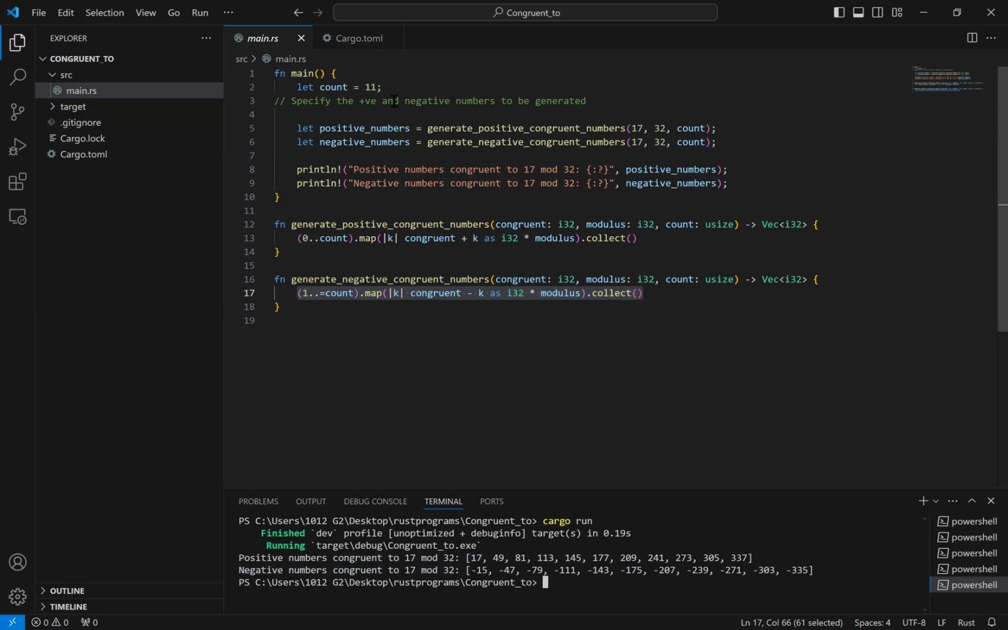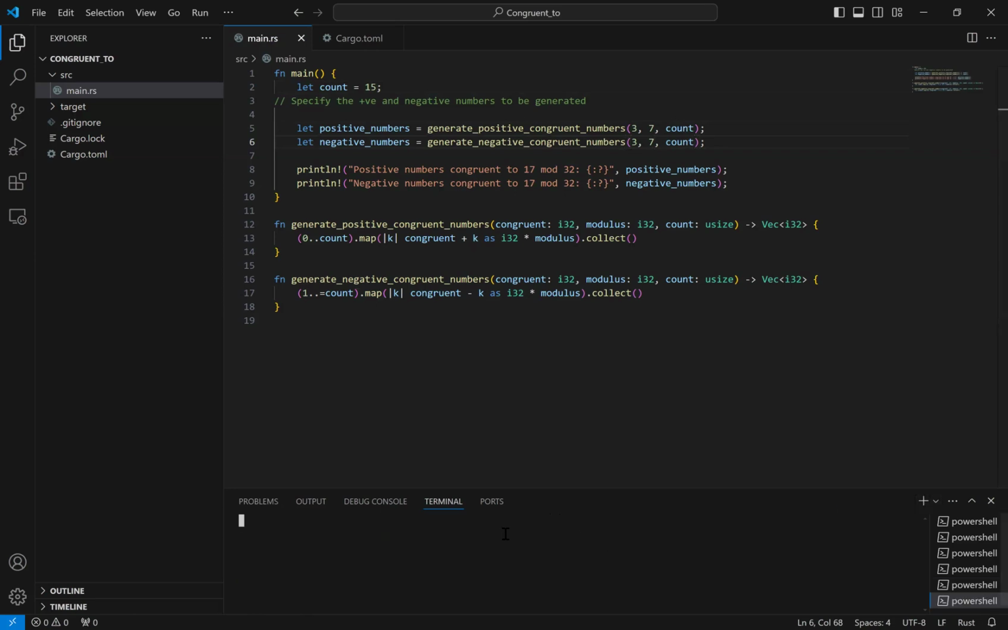Now let's try the question that we just did. Let's get 15 values, where we wanted values that are congruent to 3 mod 7. We want 15 of them, so it will give us 15 negative values and then 15 positive values. Let us again run this.